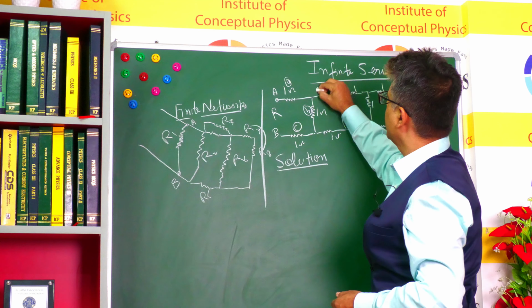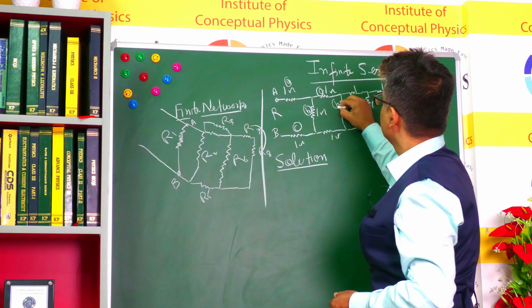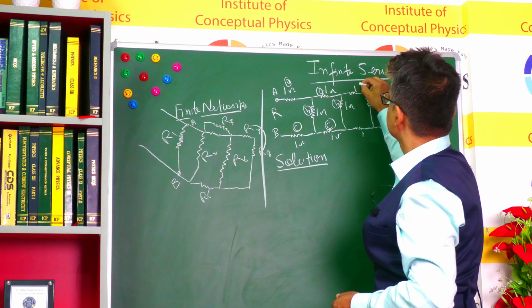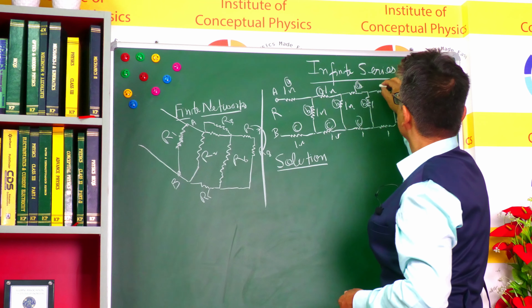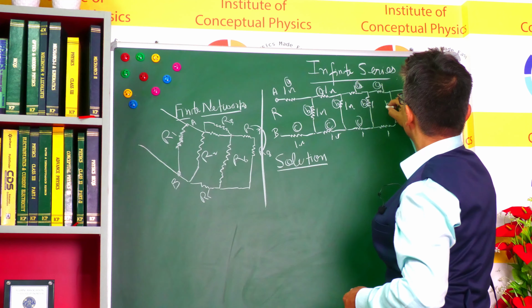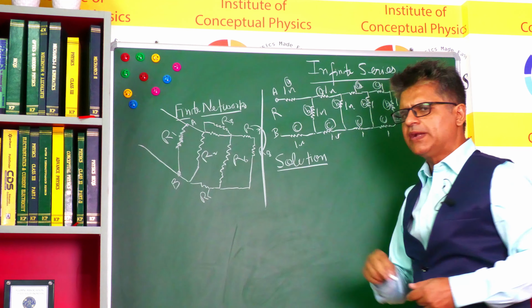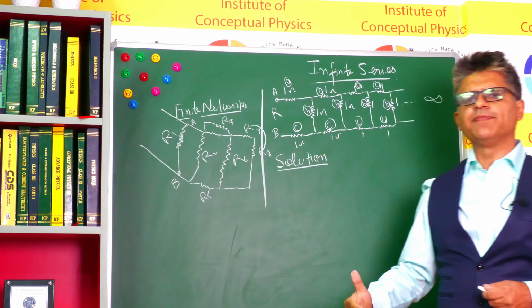This is again A, this is again B, and this is again C. This is A, this is B, and this is C. And this is A, this is B, and C. So you can see the repeating pattern is A, B, C.